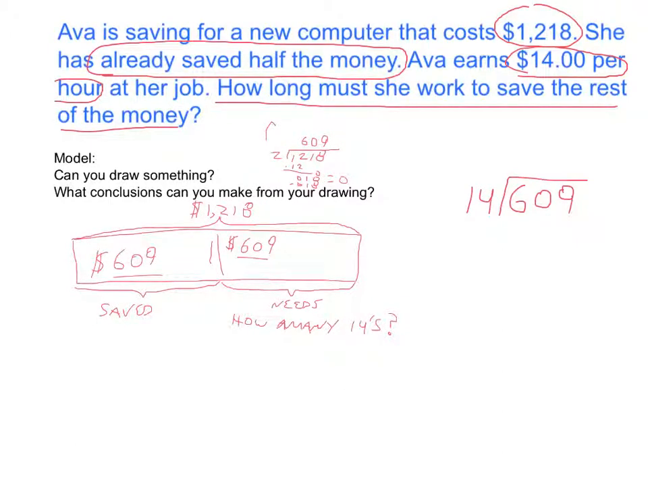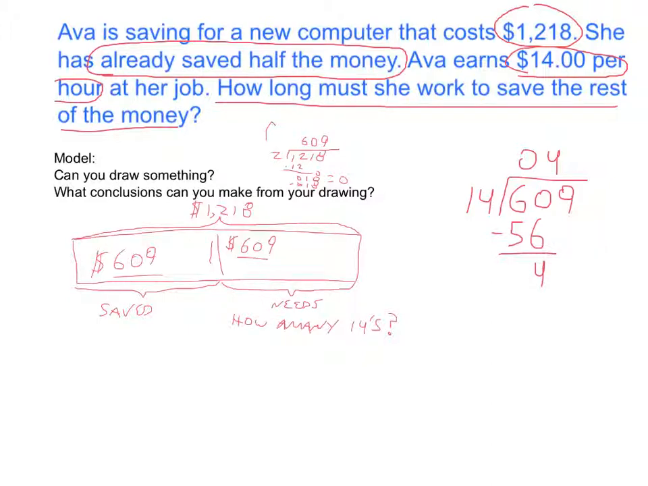Alright, so I shrunk down the rest of the problem to give myself a little bit more room, and I set up my problem right here. So again, how many times will 14 go into 609? That's how many hours she needs to work to save up $609. I know off the top of my head that 15 times 4 is 60. 14 is really close to 15. So it won't go into 6. It's going to go in 0 times into 6, but it will go in 4 times into 60. So that's going to be 56. And the difference between 60 and 56 is just 4.